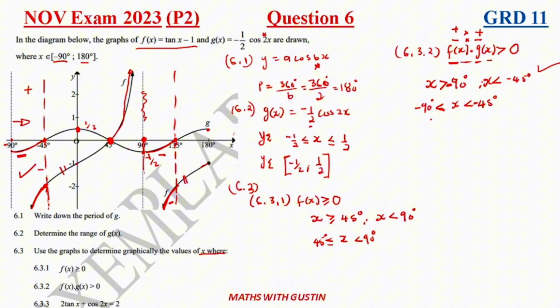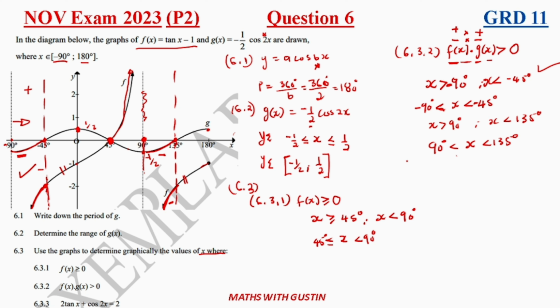So therefore now we've got another point here where x is greater than 90 degrees, but x less than 135 degrees. Okay, so you can also rewrite it like this, x greater than 90 degrees or x less than 135 degrees. Great stuff. All right, okay, so now let's move on to 6.3.3.